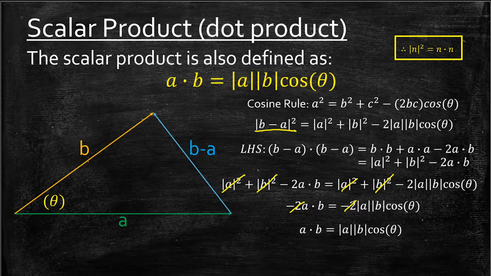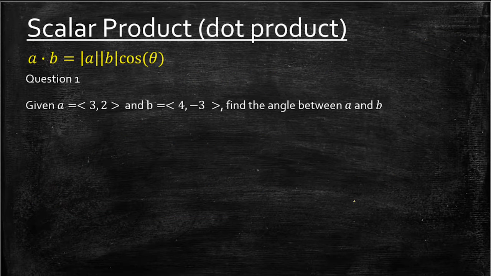This is quite an important result because it lets us do quite a few things with the vectors. Let's look at some questions now. We're going to go through 4 in total. The first one is, given a and b vectors, find the angle between a and b. And we're going to use the dot product rule above to help us solve that.